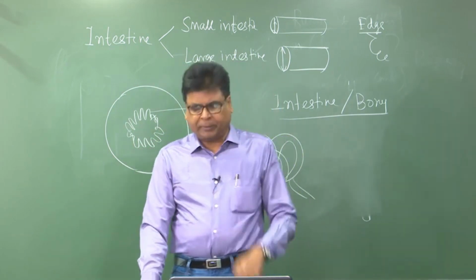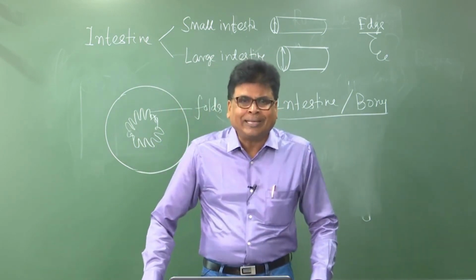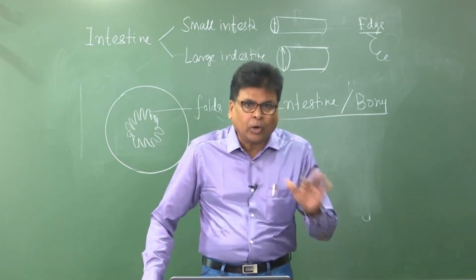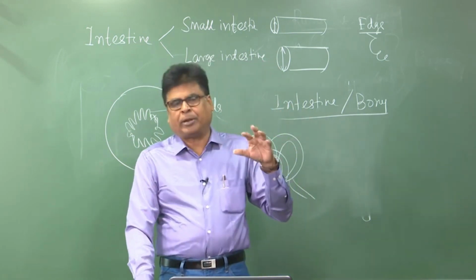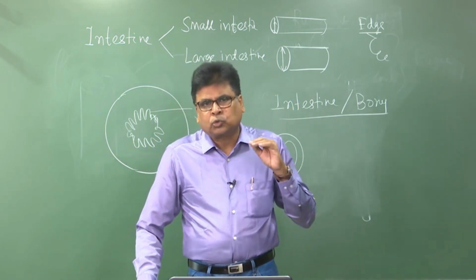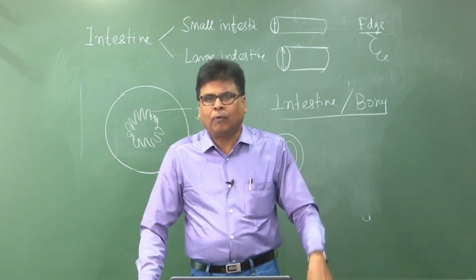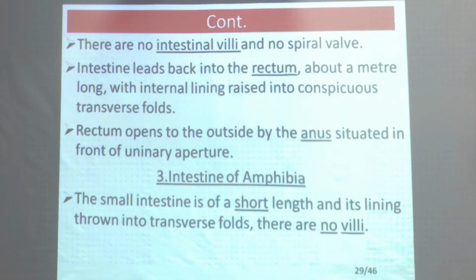So, in case of fishes again, there are no intestinal villi. That means the mucous membrane of the intestine is not so profoundly folded to form villi. So, there are no intestinal villi and no spiral valve in the intestine of the fishes. The intestine leads back into the rectum.